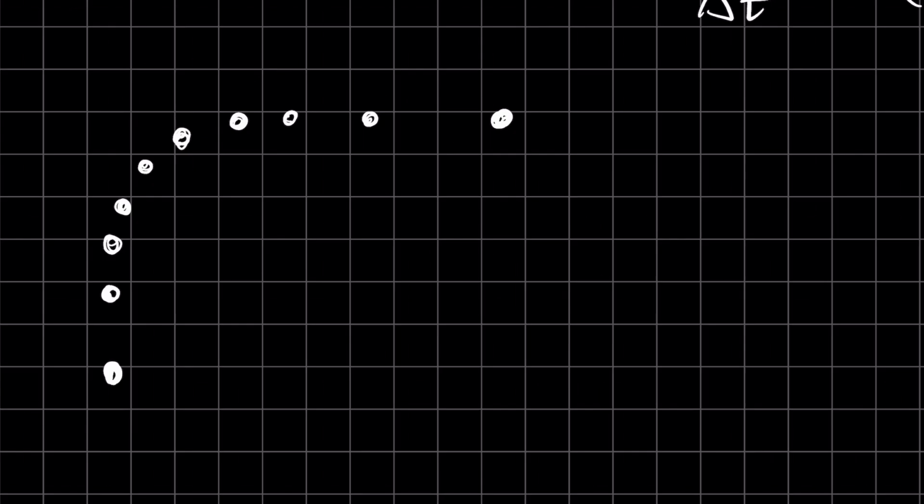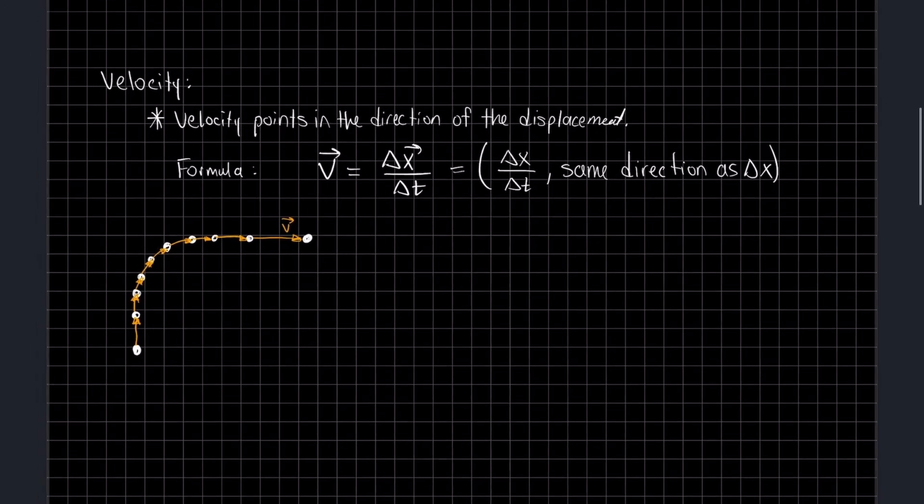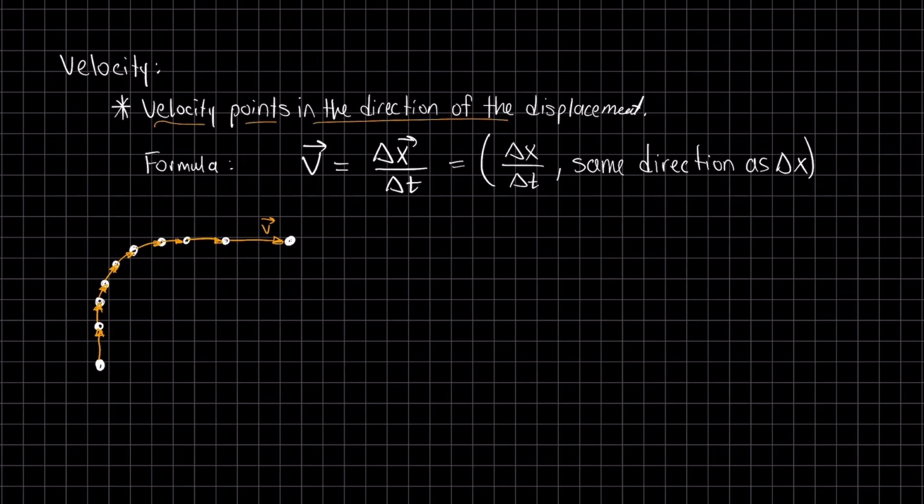Coming back to this example of a car driving on a curved road, I can draw the velocity vectors similar to the way that I drew the displacement vectors. Remember, the velocity vectors point in the same direction as the displacement. So I'm going to get a very similar looking diagram when I draw the velocity vectors and compare it to that of the displacement vectors. It should be the exact same diagram. Again, we get this because velocity points in the same direction as the displacement.